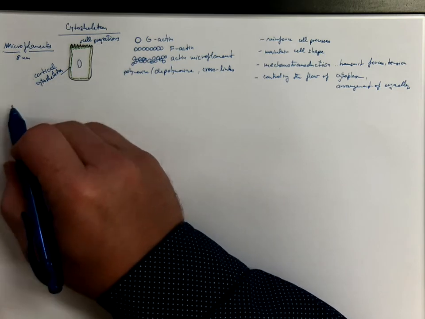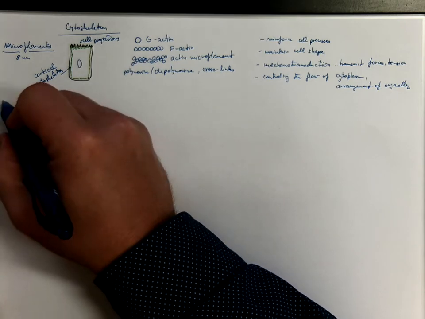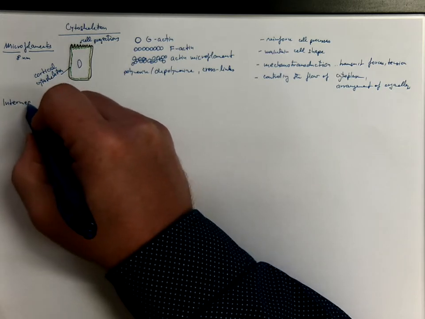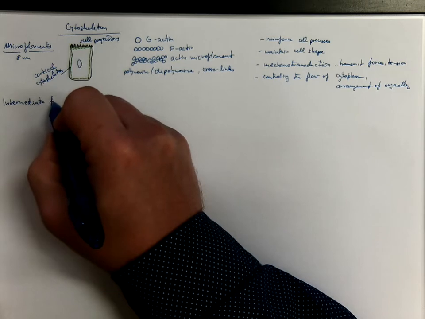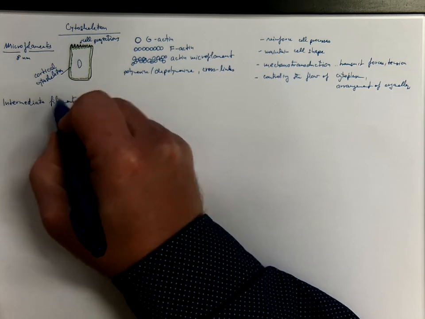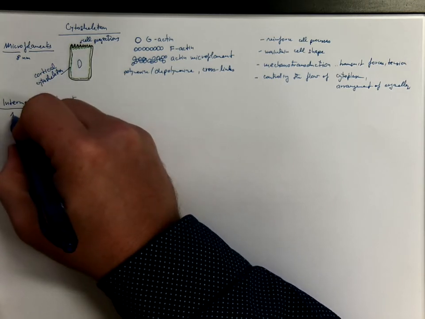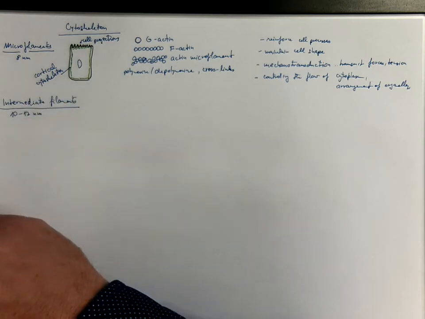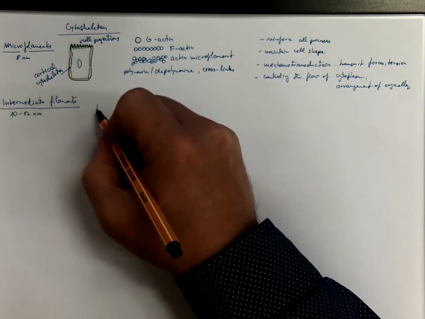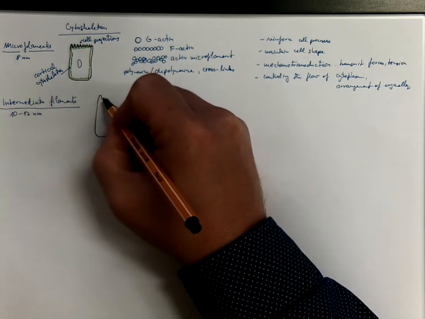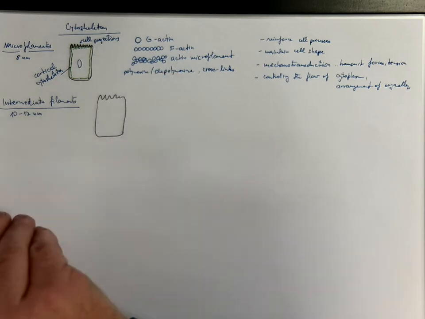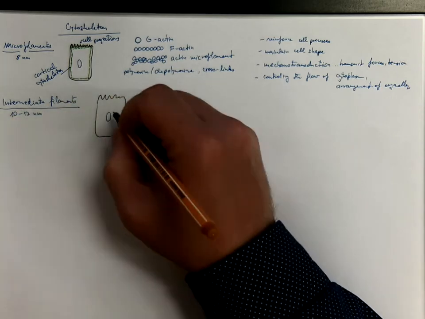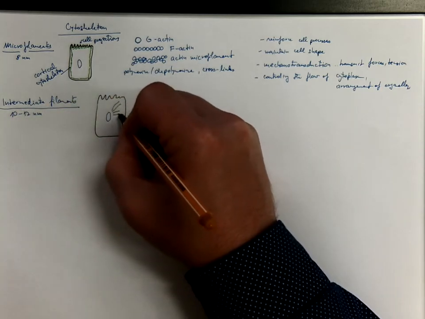Another class of cytoskeleton is the intermediate filaments. They are somewhat thicker, ranging between 10 to 12 nanometers. They have a slightly different distribution inside a cell. So this is the nucleus. They are radiating in all directions.